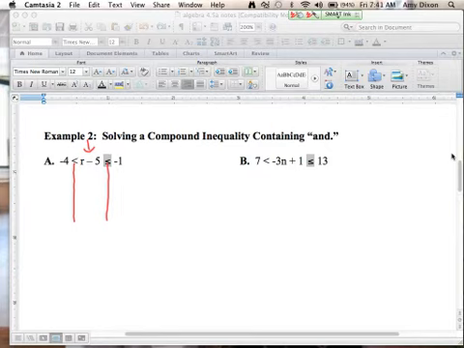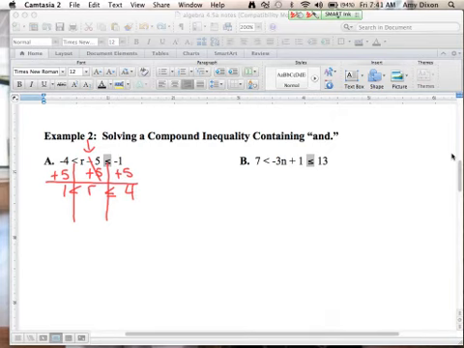So to get r by itself, we got to add 5. And since we added 5 here, we have to add 5 on the right, and we have to add 5 on the left. So those cancel. We get negative 4 plus 5. That's going to be 1, which is less than r, which is less than or equal to negative 1 plus 5. We get 4. So we have values of r that are greater than 1, but less than or equal to 4.